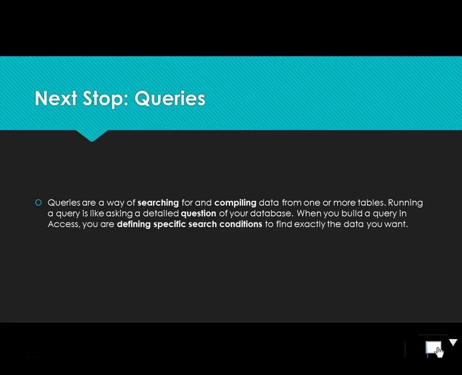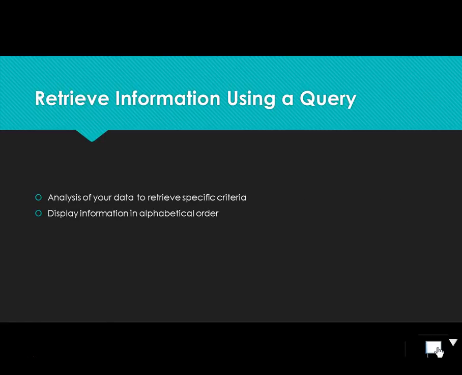So queries are a way of searching for and compiling data from one or more tables. You can see here that we're only dealing with the one table, but you can see how easy it is to drag different fields from different tables and put them all into one table. I hope you're understanding that. And that's what's quite key to understanding databases. So running a query is like asking a detailed question of your database. And when you build a query in Access, you are defining specific search conditions to find exactly the data you want.